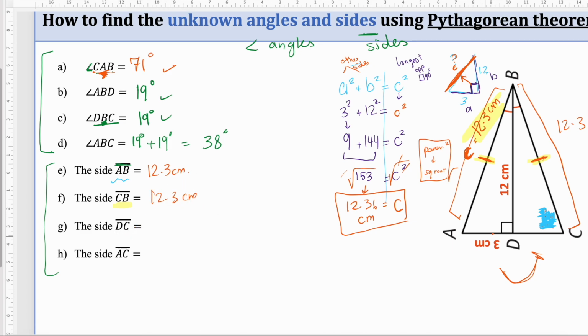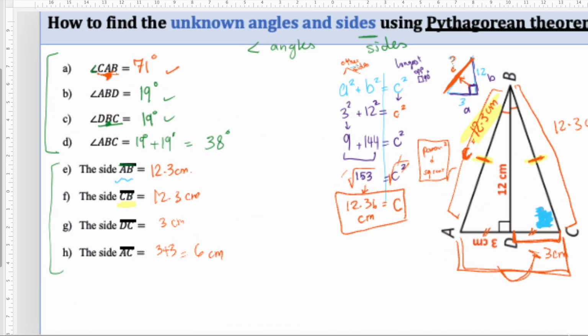Now DC is here, from D to C, this part only. What is it? It's the same as 3 centimeter. They are equal. As I said, this line cut the triangle into 2 equal parts. So these must be equal. So this is also 3 centimeter. And then they said find for me AC. AC is the whole thing. 3 plus 3, which is 6 centimeters. And that's it.